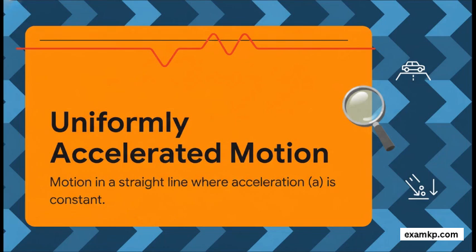Now, before we even open our toolkit, there is one golden rule you must never forget. These equations only work for what we call uniformly accelerated motion. What does that mean? It's simple, really. It just means the object is moving in a straight line and its acceleration is constant. It's not speeding up or slowing down randomly. Please, remember this rule. It is the absolute key to everything we're about to do.